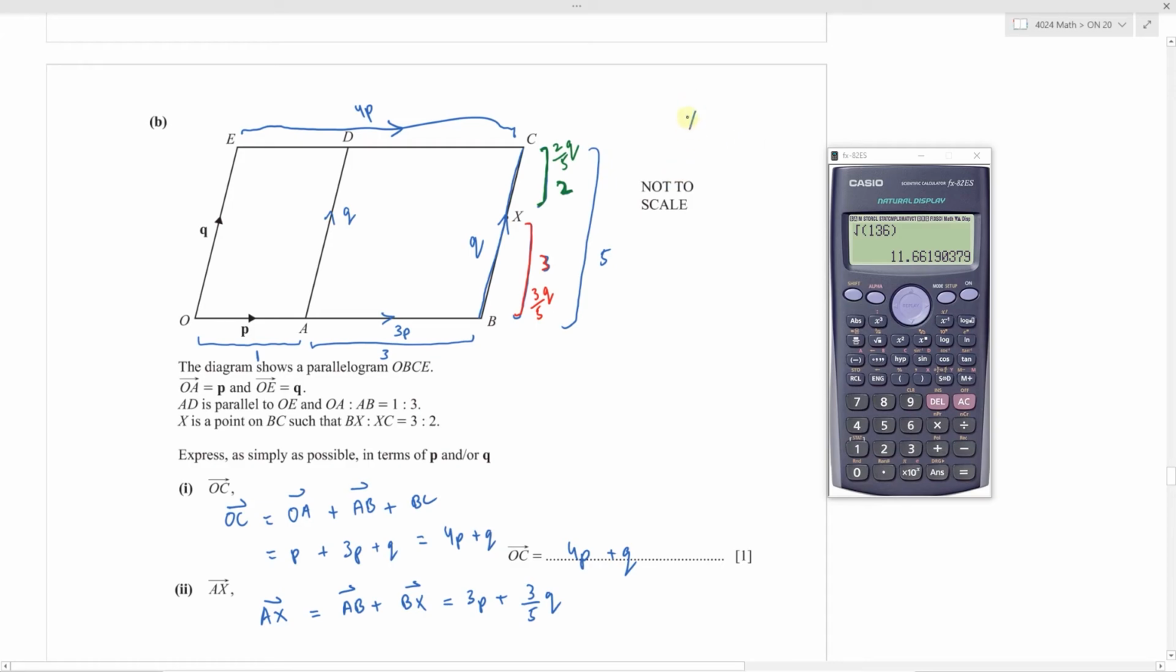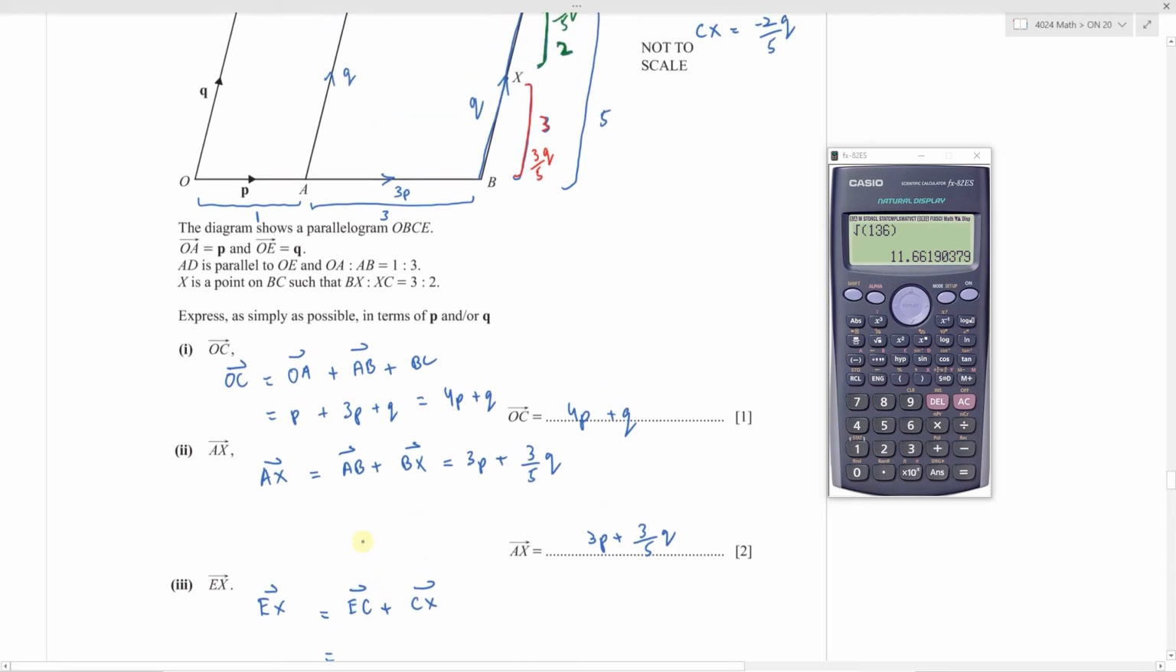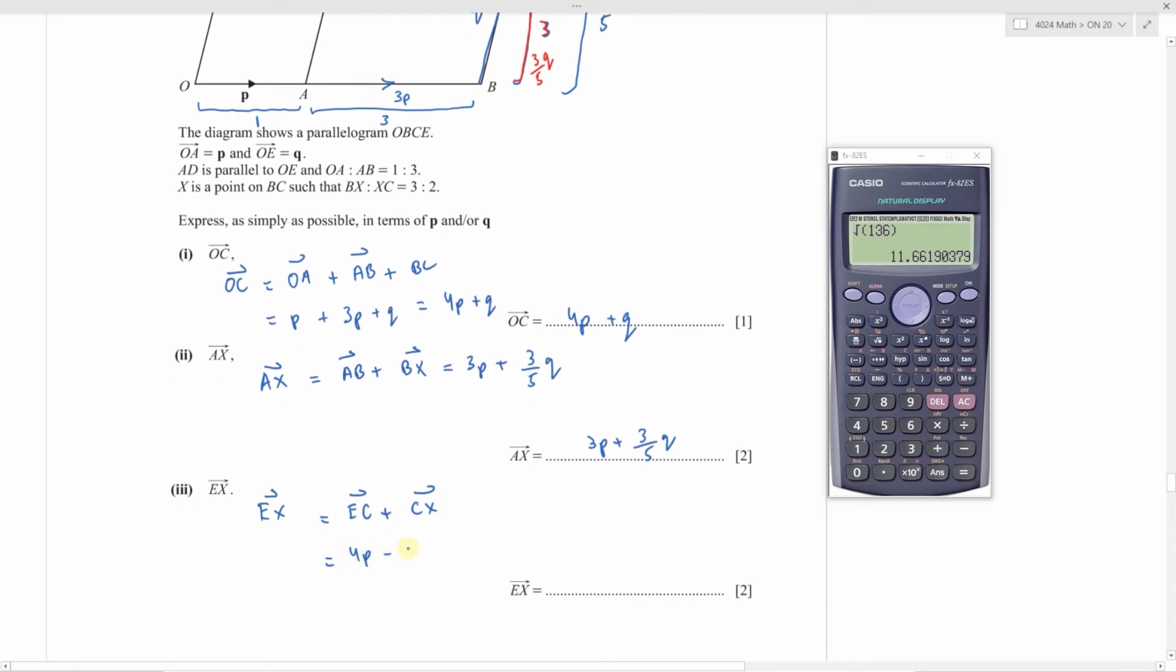So XC is 2 by 5q. That means CX will be simply the negative of this, which is minus 2 by 5q. So 4p and then minus 2 by 5q. So EX vector is vector EC plus vector CX, and CX is minus of XC. So EC is again 4p and then CX is minus 2 by 5q. So 4p minus 2 over 5q.